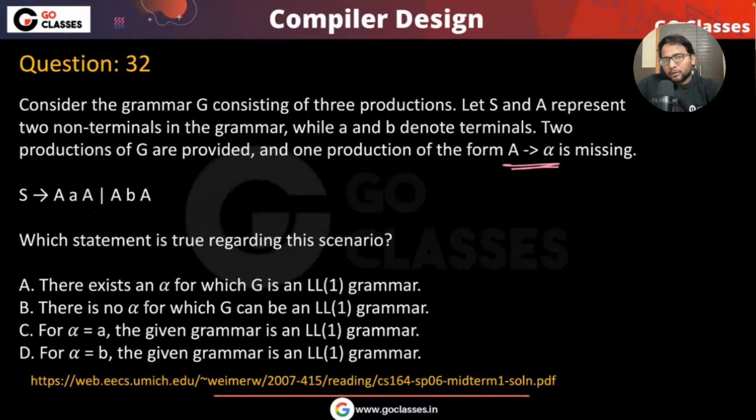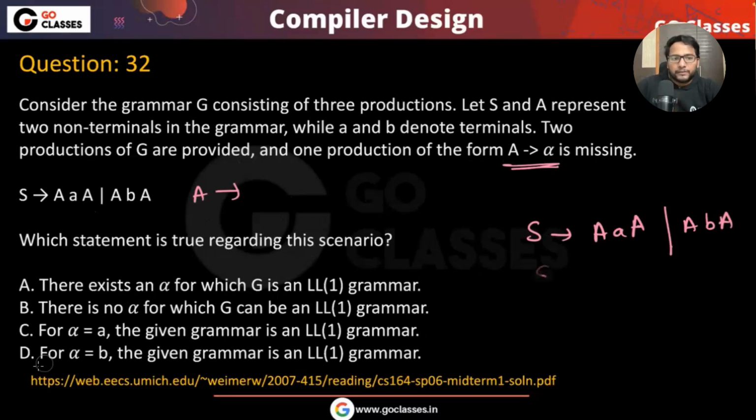They are saying that one of the productions, which is A gives some alpha, of this form is missing. Which statement is true regarding this scenario? There exists an alpha for which G is LL1 grammar. So what do you think? So this is something like this, right? Do you think this can be LL1 for some alpha?